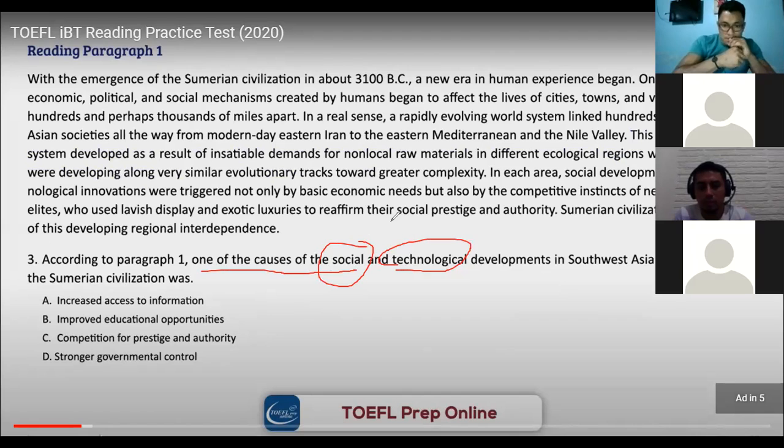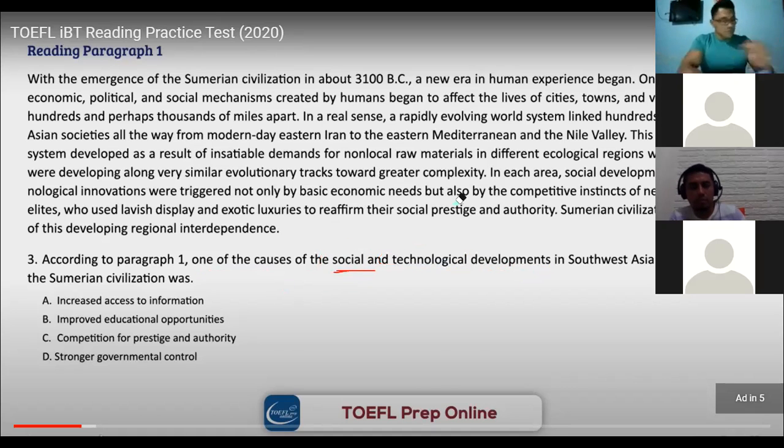Very good. So for me, I'm going to look in the passage for these keywords. Okay. I'm going to look for social and technological developments. Eso es lo que estoy buscando, right? All right. Very good. Let's look at question number four.